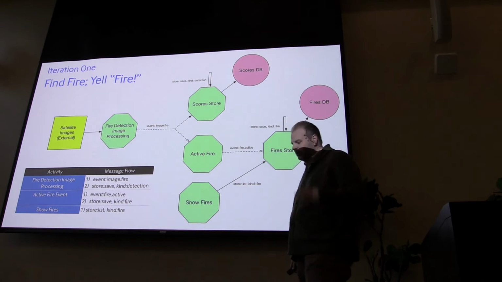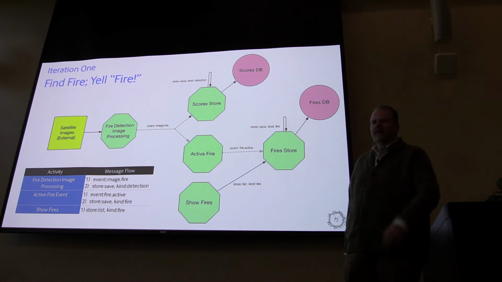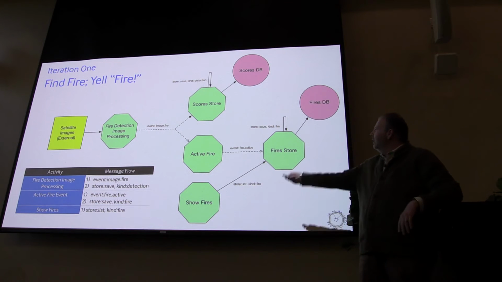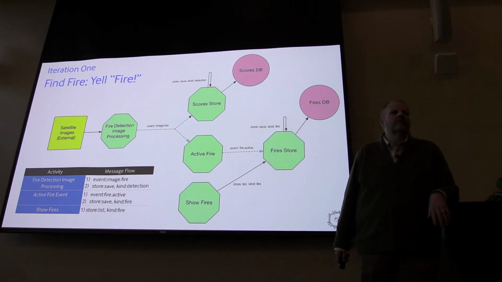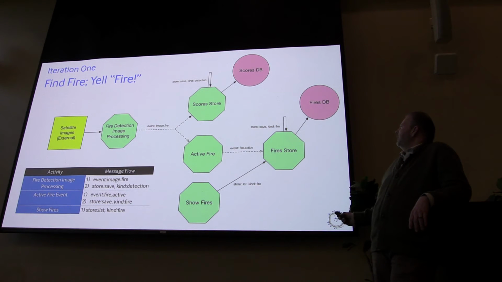That's that fire detection image processing widget. Simple thing, takes their API, takes an image, and what's it do? It's going to spit out an asynchronous message that says, here is an image with a fire, right? It's going to get picked up by two things.